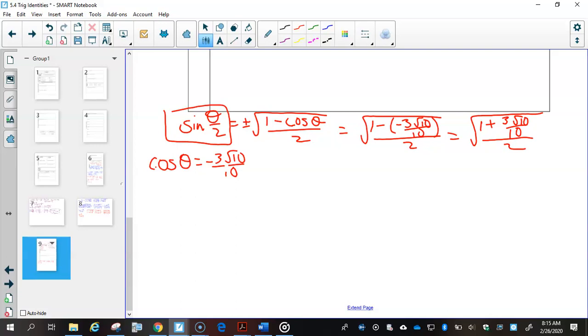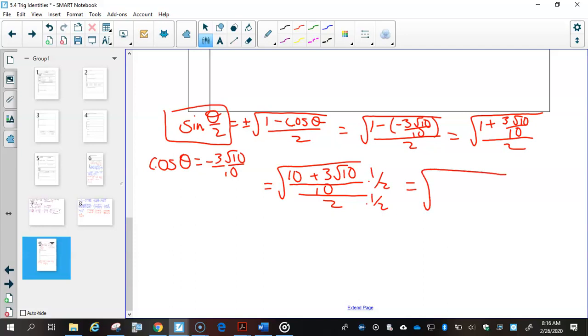So now what? We need to simplify. It's not going to look nice. Of course it's not going to look nice. If you had something like 10 plus 2 root 10 over 10, then you could simplify. We can't, because we have that 3. We can still multiply by the reciprocal. So we end up with 10 plus 3 root 10 all over 20.